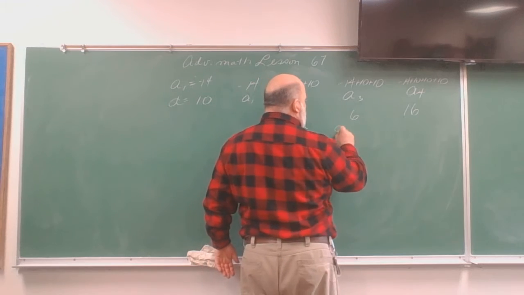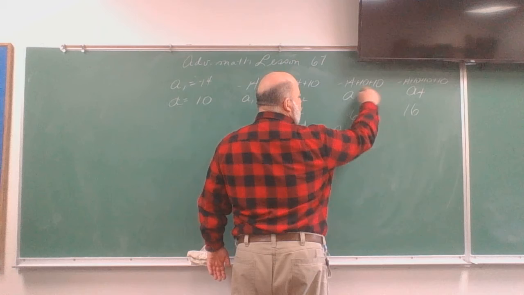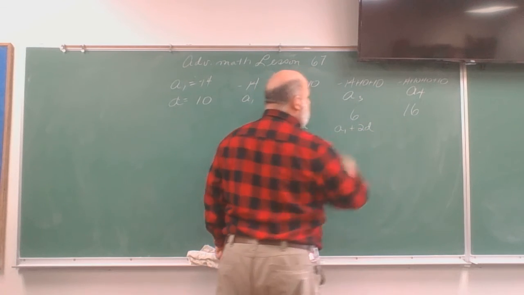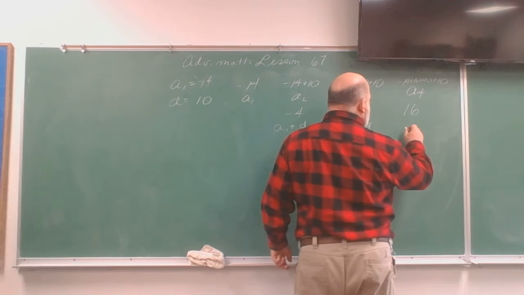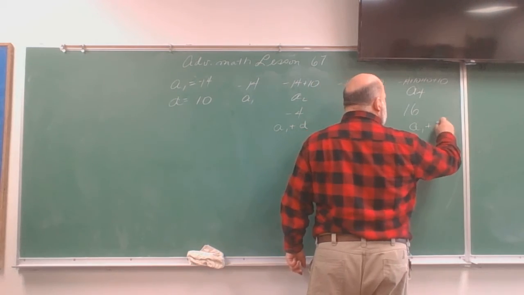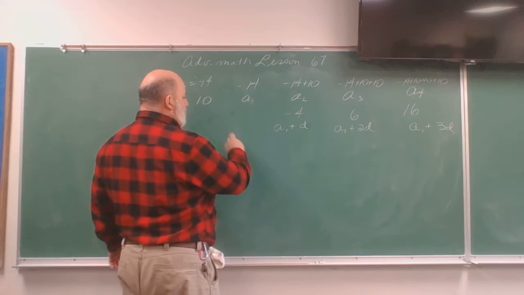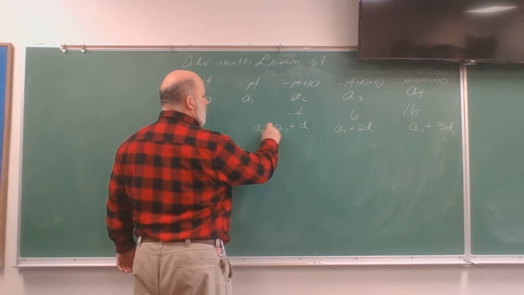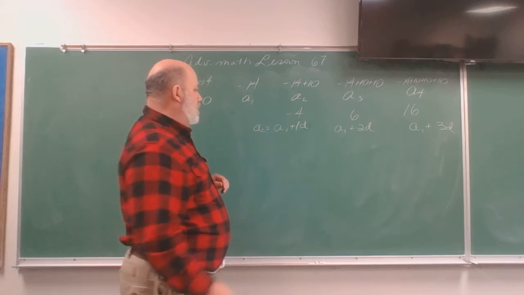A sub 3 was our first term plus the difference added 2 times. That's 2 times the difference. Our fourth term is our first term plus 3 times the difference. I'm starting to see a pattern. I see that a sub 2 equals a sub 1 plus 1d.